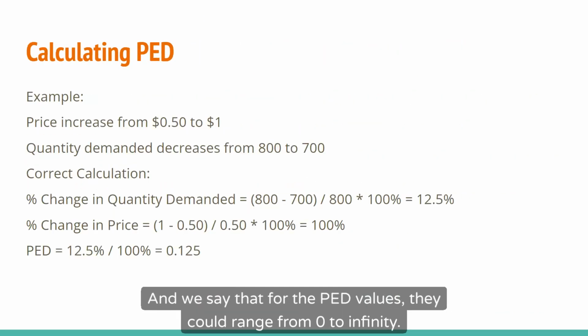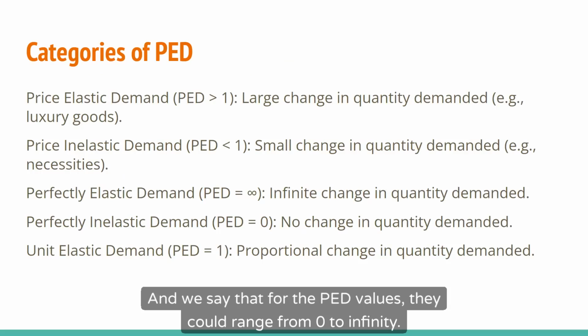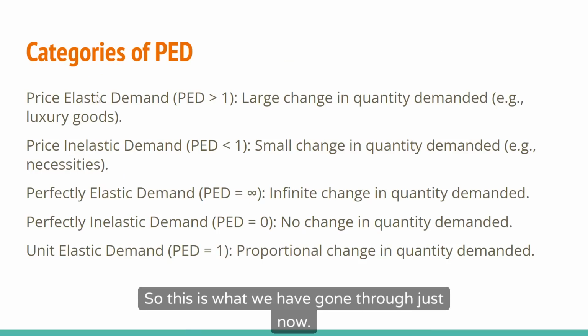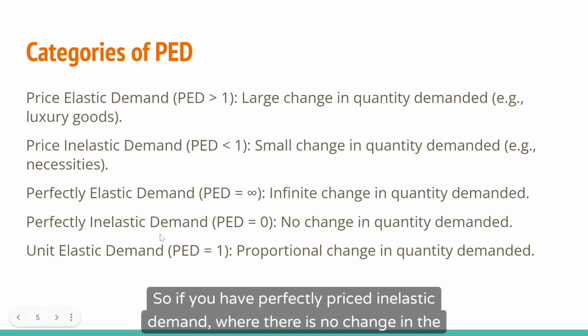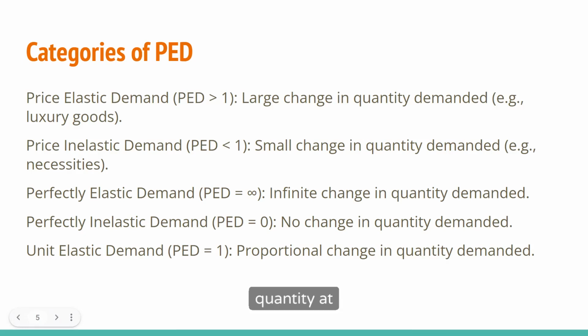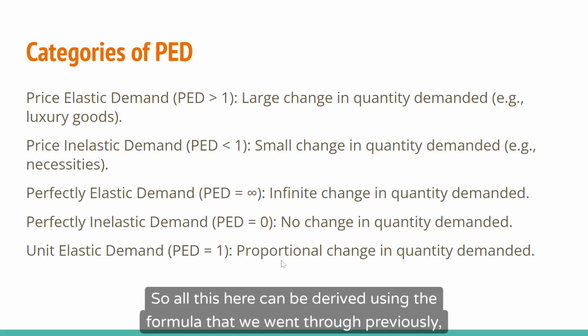Okay, so to sum up again, we have these various PED diagrams, right? And we say that the PED values could range from 0 to infinity, right? So this is what we have gone through just now. If you have perfectly price inelastic demand, where there is no change in the quantity at all, the PED value is 0. So all this here can be derived using the formula that we went through earlier on.